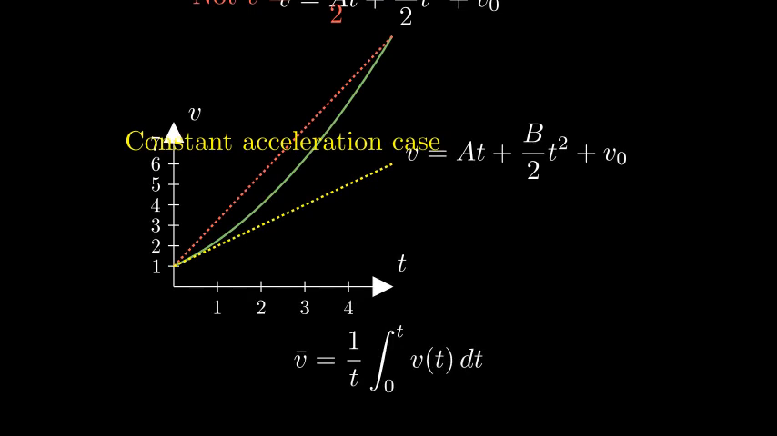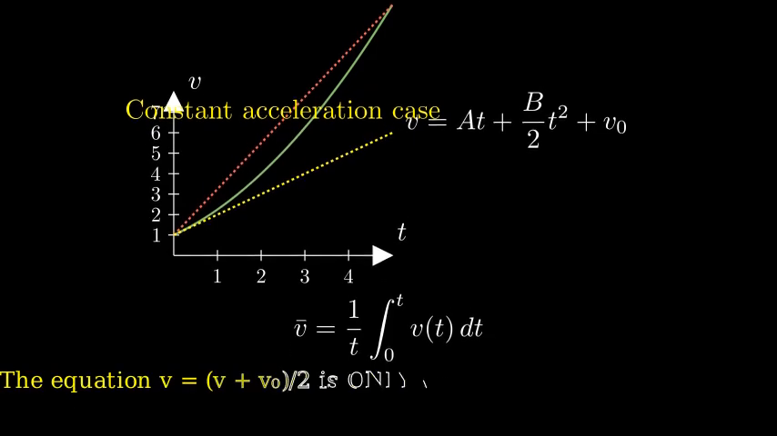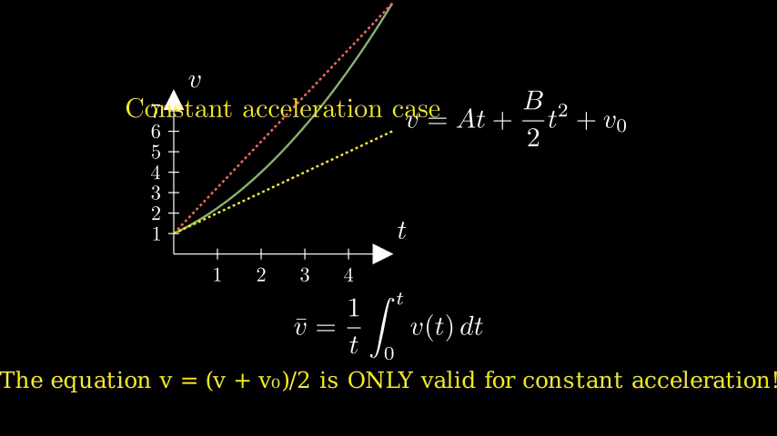The actual average velocity would need to be found by integrating the velocity function and dividing by the time interval. Therefore, we have proven that the equation v equals (v plus v naught) over 2 is not valid when acceleration varies linearly with time. This formula only works for constant acceleration scenarios.